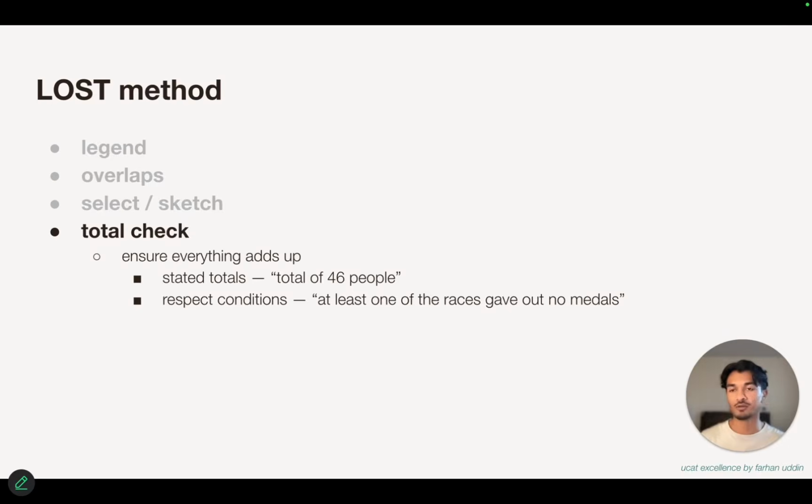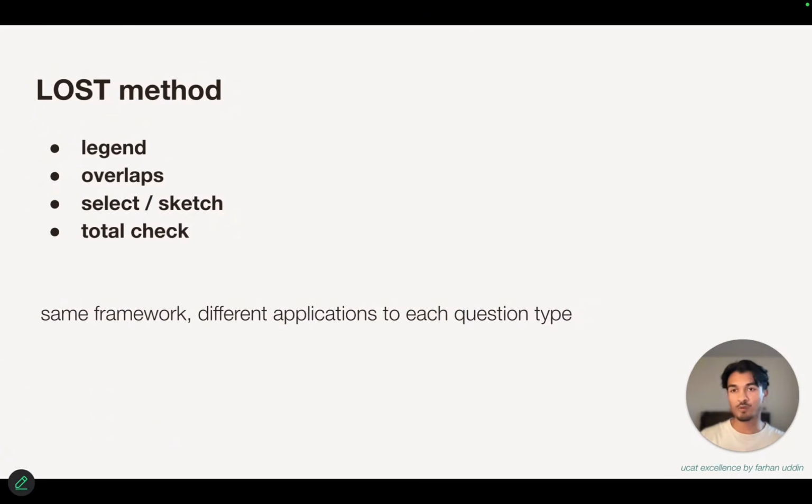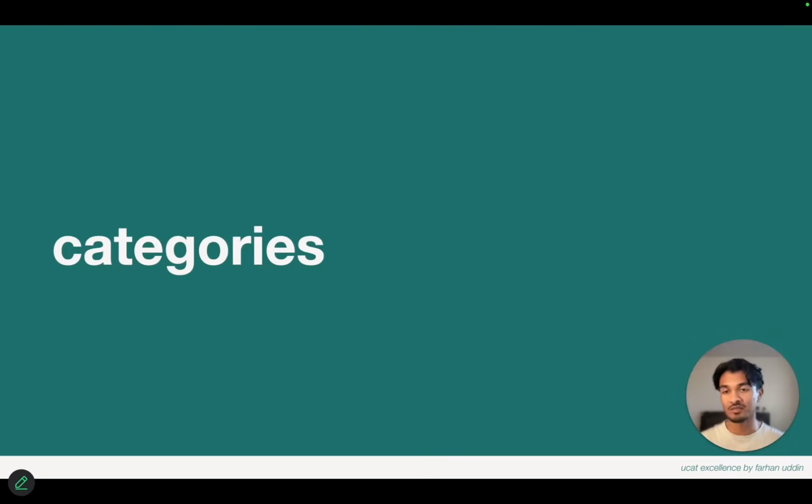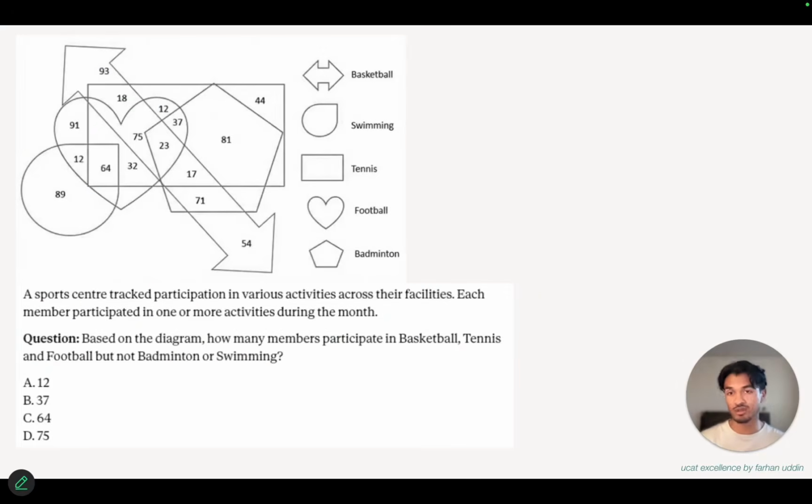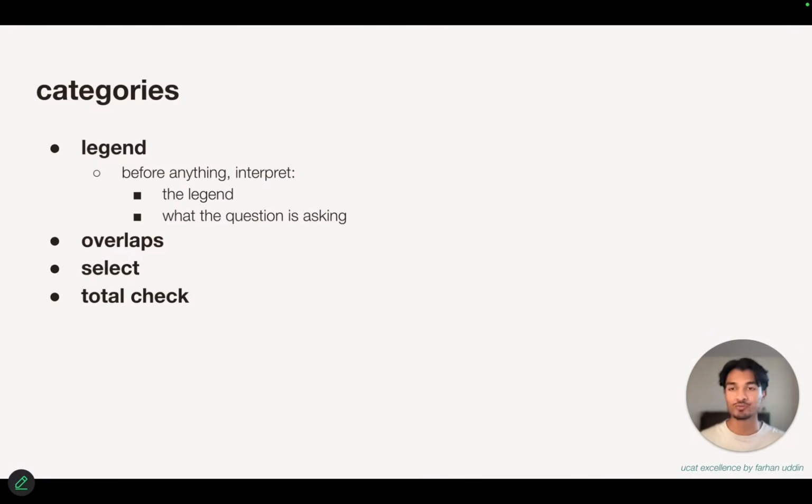All right. So now, it seems complicated because there's 4 different question types that you're going to come across. You've got this method, but really it's the same framework, just with slightly different applications to each question type. So let's run through that together. First of all is going to be the category section. These questions look like this, where you'll have numbers inside a Venn diagram, you'll have categories to interpret, and then they'll ask you a question, sometimes a direct question like this one, or sometimes one of those, which of the following is true. So how do you approach this using the LOST method?